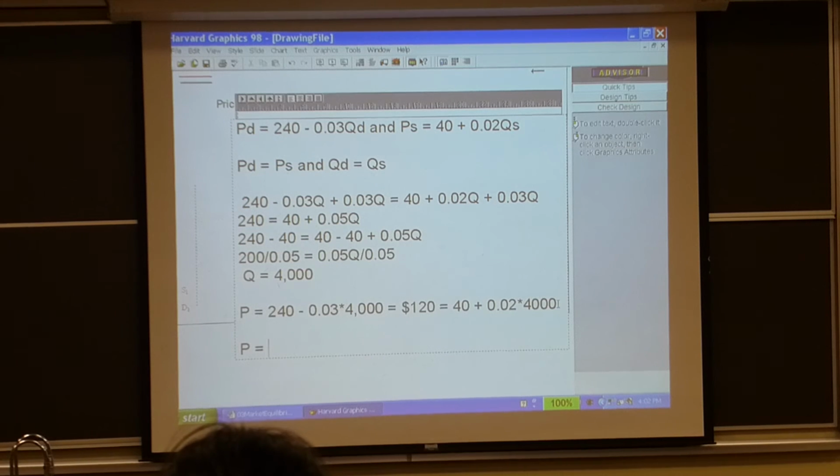P equals 150, price floor, max price. What is the quantity demanded? Answer. For another market, this example.